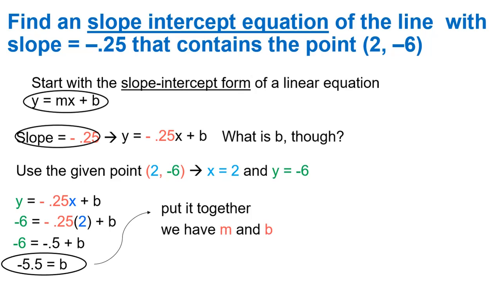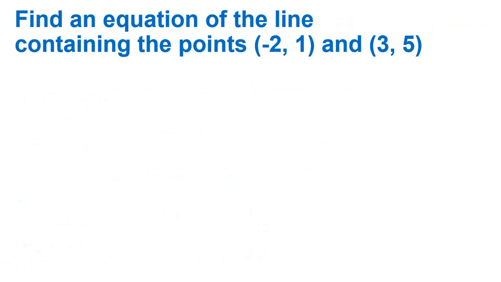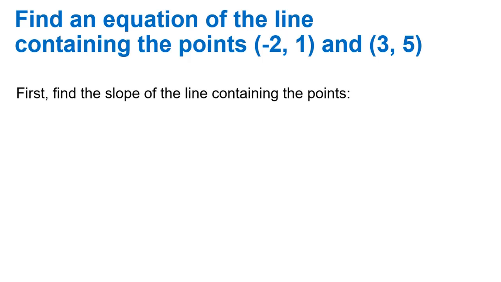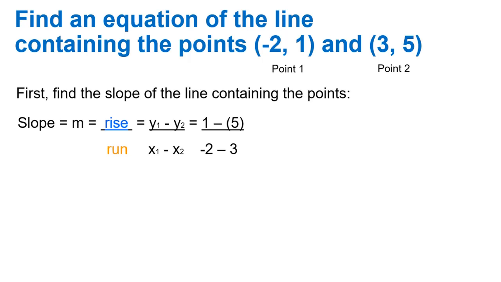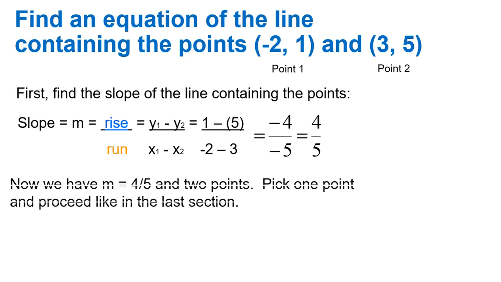Now, if I want to find the equation of a line that has 2 points, well, I'm going to take the 2 points and find the slope, and then I'm going to use one of the procedures we've just talked about a few minutes ago. In this case, we'll just find the slope, and it's going to be 4/5, and then we're going to plug it into the slope-intercept form, and that's going to be y equals mx plus b. We've got to pick one of the points. In this case, we'll use negative 2, 1.